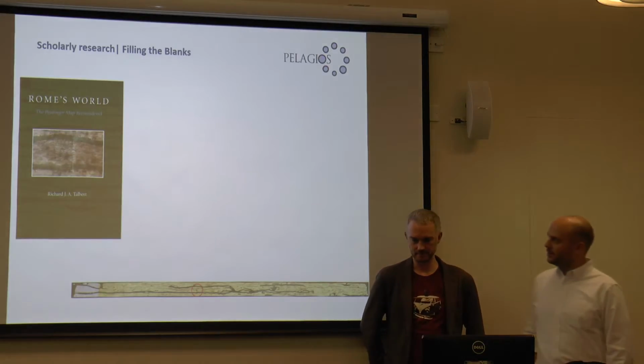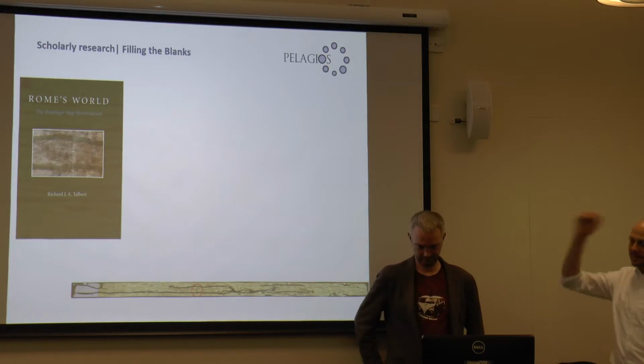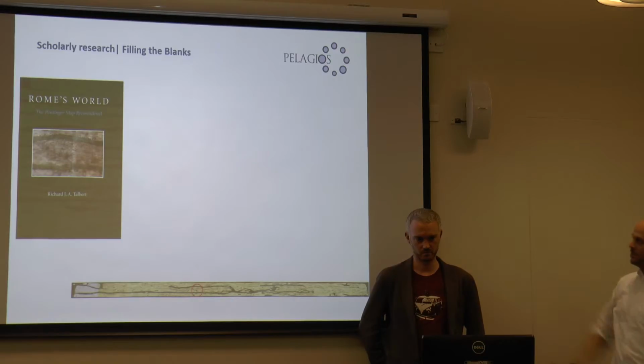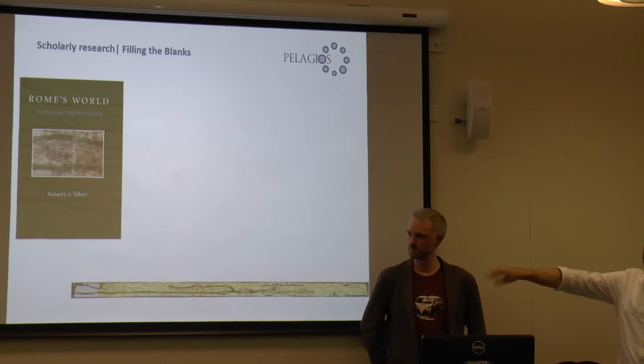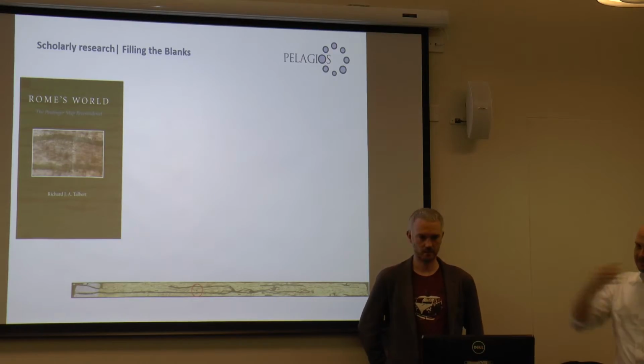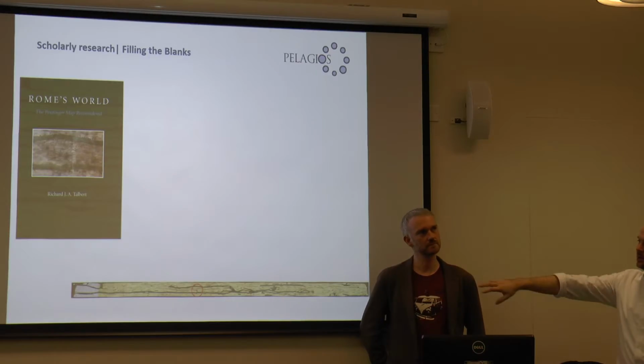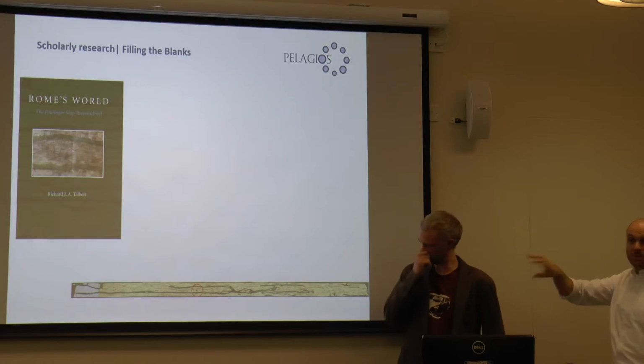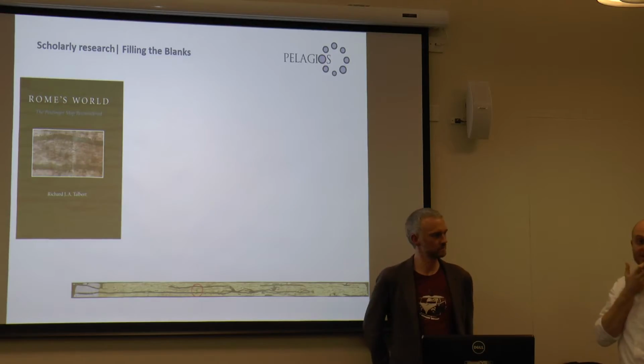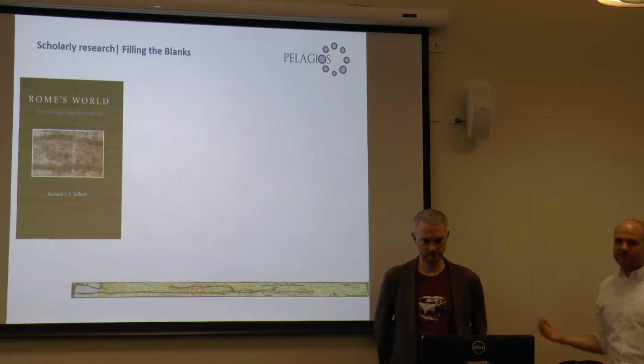Yeah, one final example here of research. Some of you will know that Richard Talbert wrote a book, Rome's World, which was specifically about the Peutinger map, and he had a theory that perhaps the centrality or not of Rome would be very significant in terms of our interpretation of this as a document. There's been a lot of speculation.